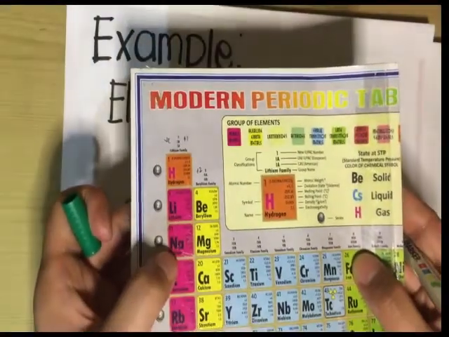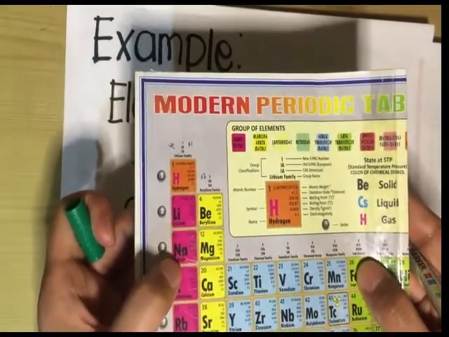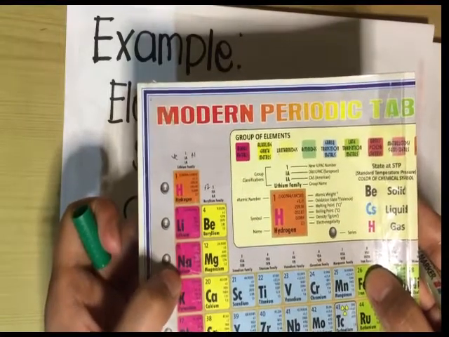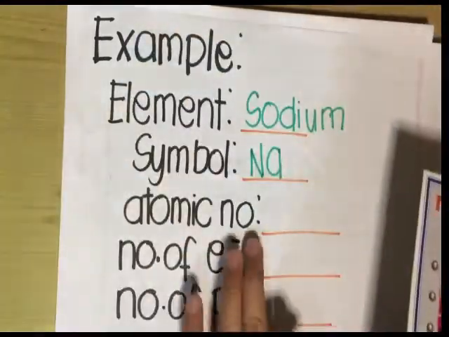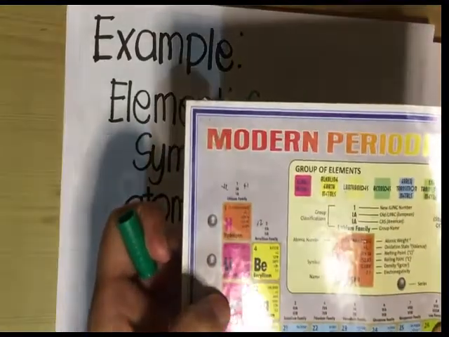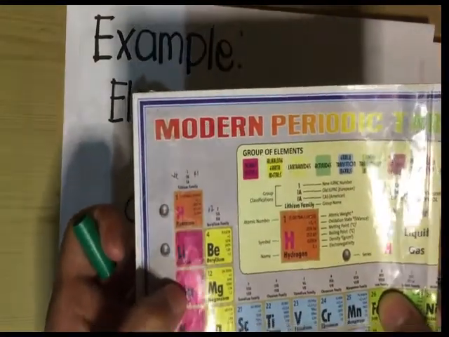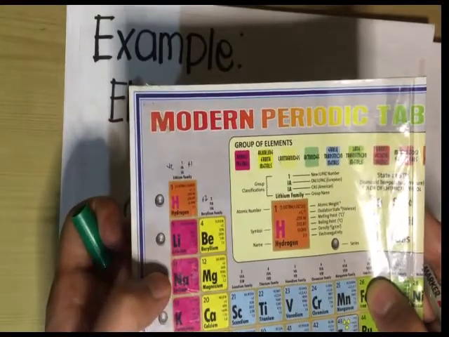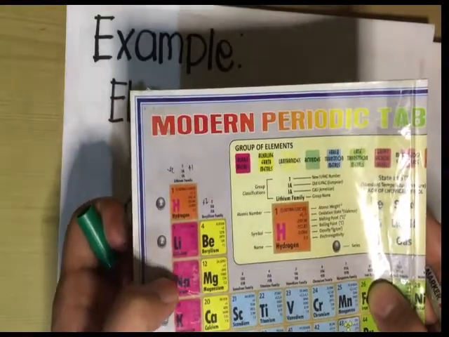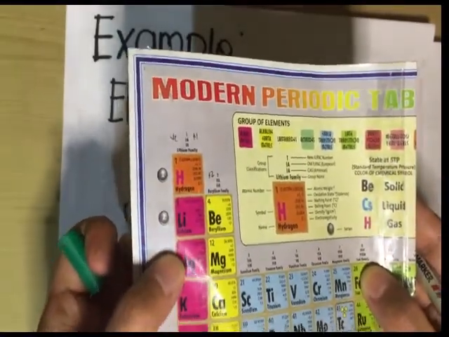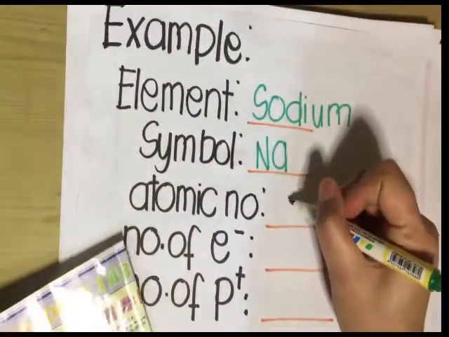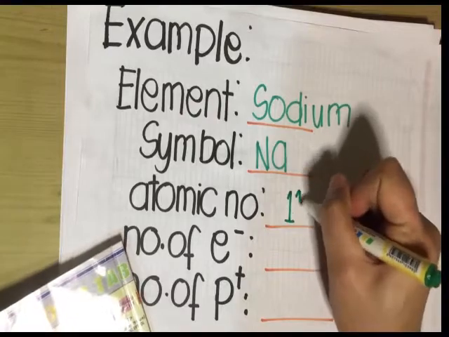Again, when you write the symbol, sundin yung nasa periodic table. Huwag gawing capital lahat or huwag gawing small letter lahat. Then, how about the atomic number? So, anong atomic number niya? It is written at the topmost left side of the symbol. So, ang kanyang atomic number ay 11. Okay? So, atomic number is 11.